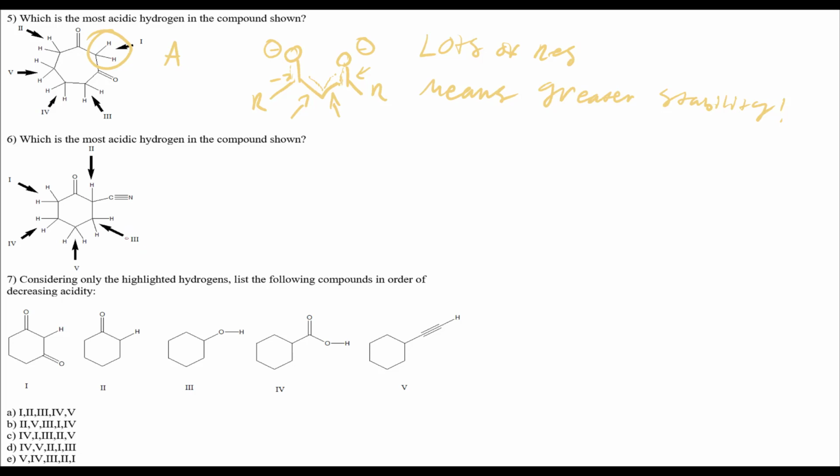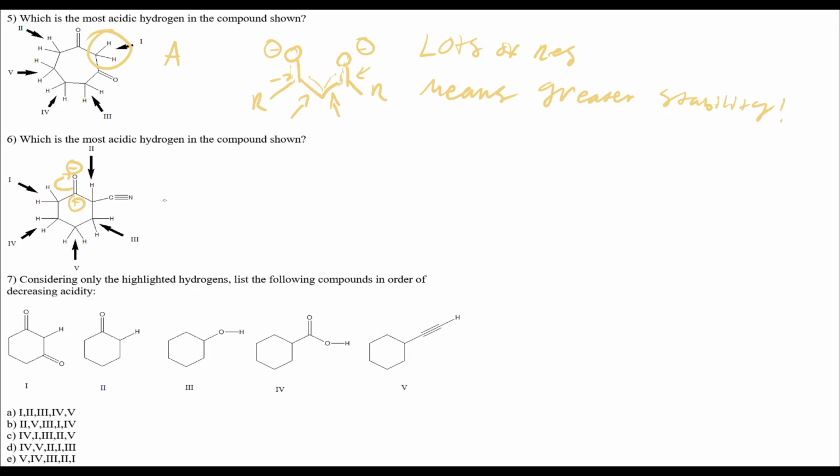So can we make a carbon positive? Well, yeah, I can actually. So what if I made this double bond go towards the oxygen? That will make this oxygen negative, and that will make this carbon positive. And if we could form a positive carbocation, that's going to be a withdrawing group.